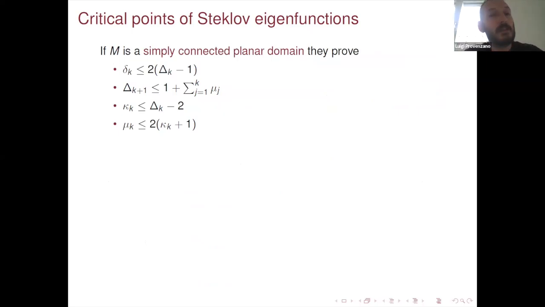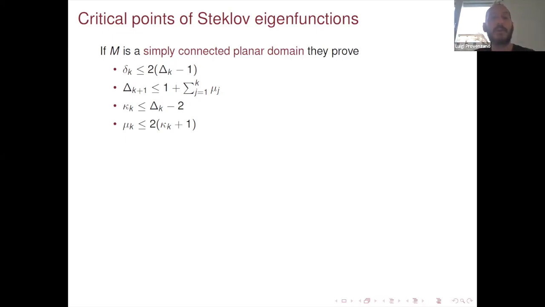And this has been established in this paper for simply connected planar domains. They can be easily stated for simply connected surfaces, let's say. And so these are inequalities between these quantities. Namely, the number of boundary nodal domains can be bounded in terms of the interior nodal domains, the number of interior nodal domains in terms of multiplicity, the number of critical points in terms of the number of interior nodal domains, multiplicities in terms of the number of critical points.